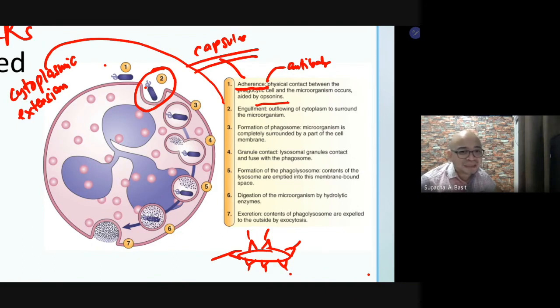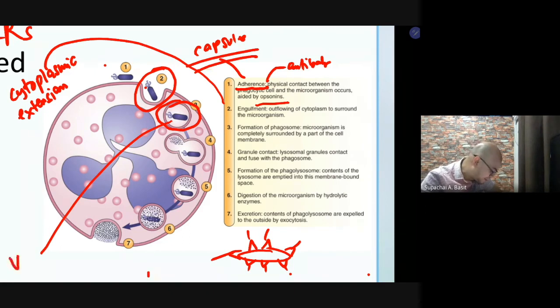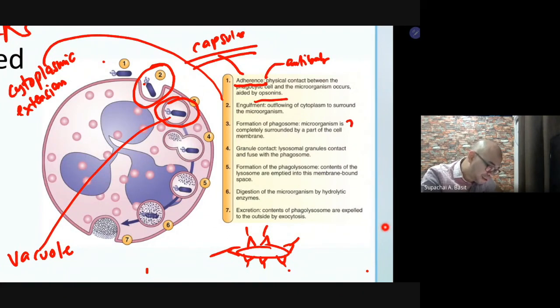Now, the third step is the formation of the phagosome. This is now a phagosome. And what can you say about the phagosome? Phagosome is characterized by the presence of a vacuole in the cytoplasm. The phagosome is important because it will really trap the microorganism. As you can see here, the microorganism is completely surrounded by part of the cell membrane, so they are completely entrapped.